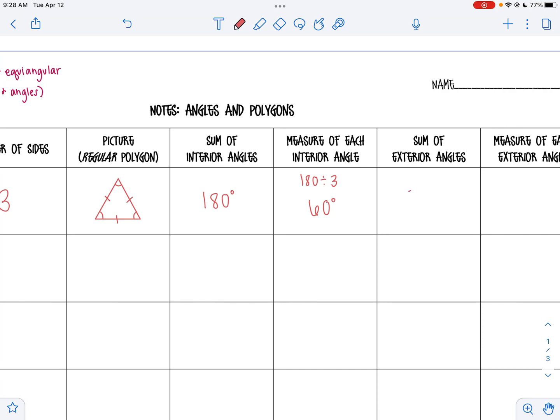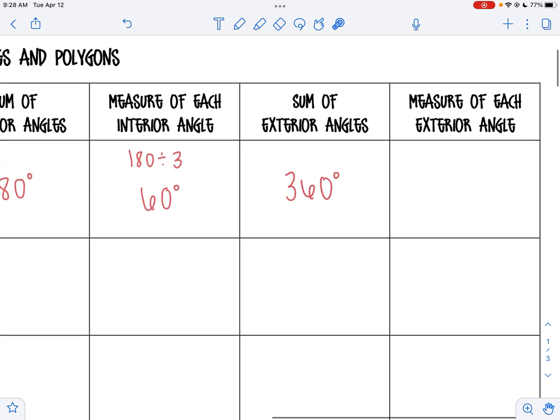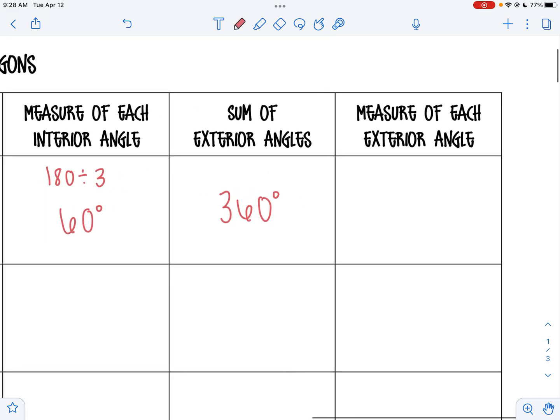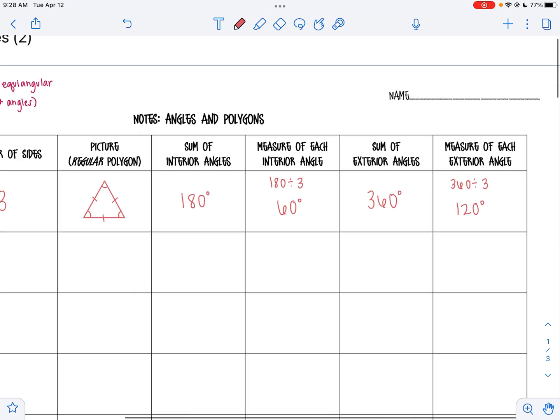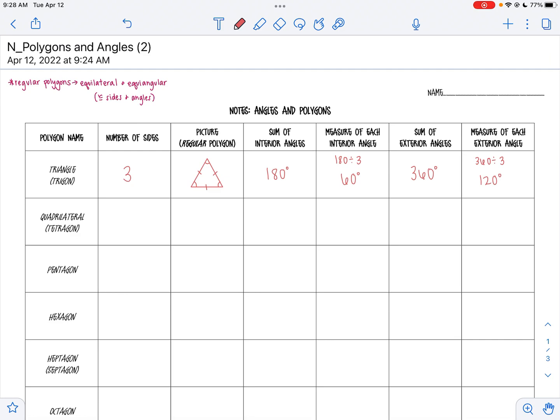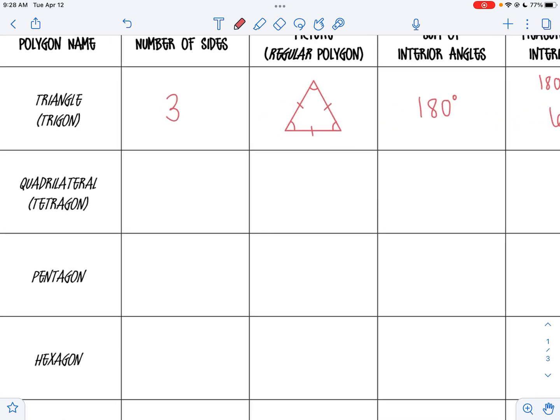Now the exterior, if you walk all the way around pretty much any building, doesn't matter the shape, the outside will always be 360 degrees. Think about it, full circle. Those angles will always add up to 360. So if I wanted to know what's one exterior angle, well, a triangle has three sides, three angles. So 360 divided by 3 would make that 120 degrees. That's not anything really new. That's just a triangle, or a trigon is what some people call them.